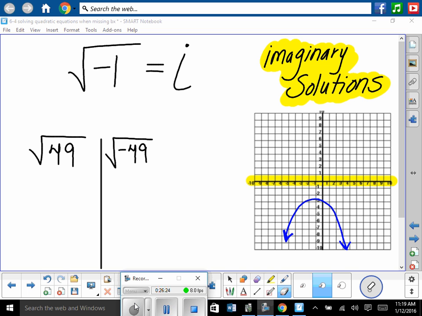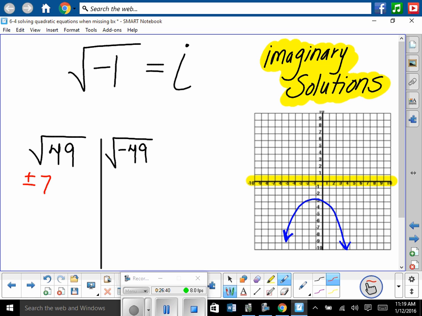So, we pull out an i if we have a negative under the square root. So let's just start with something like this. The square root of 49, we know is plus, oops, I have my eraser on, sorry. Square root of 49, isn't that plus and minus 7? Okay, so I want you to look at this.